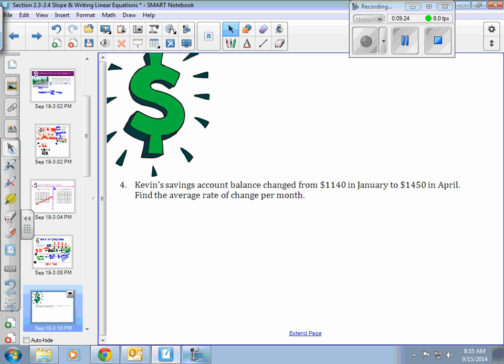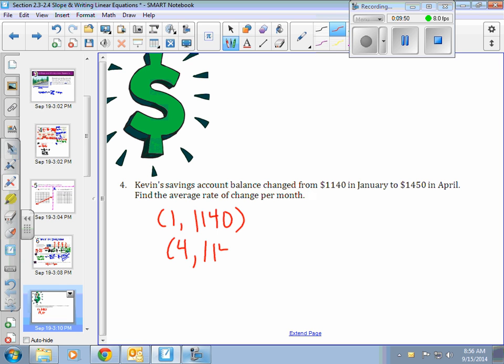All right, let's look at example 4. It'll be the last example for today. Kevin's savings account balance changed from $1,140 in January to $1,450 in April. Find the average rate of change per month. Once again, I have 2 ordered pairs. We always put time as our x, and so our time is January. January is the first month of the year, and you have 1,140. And April is our 4th month of the year, and you have $1,450.